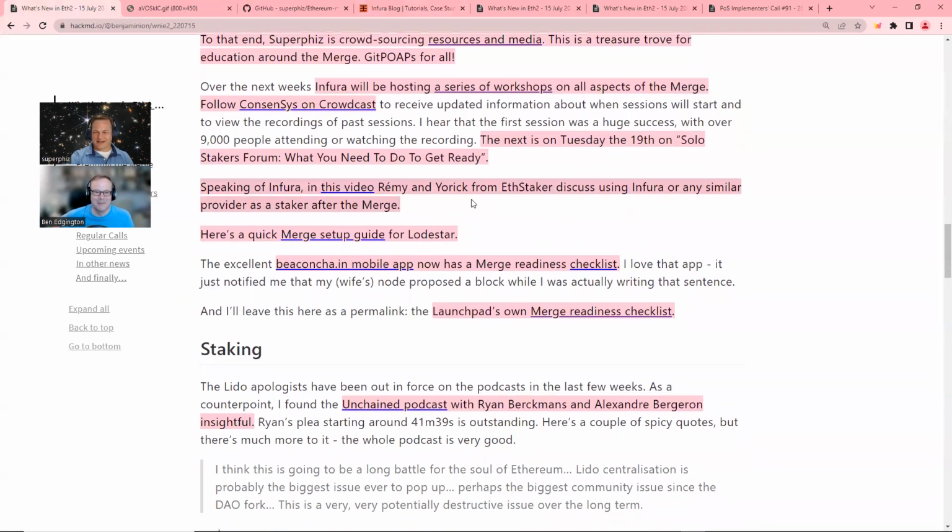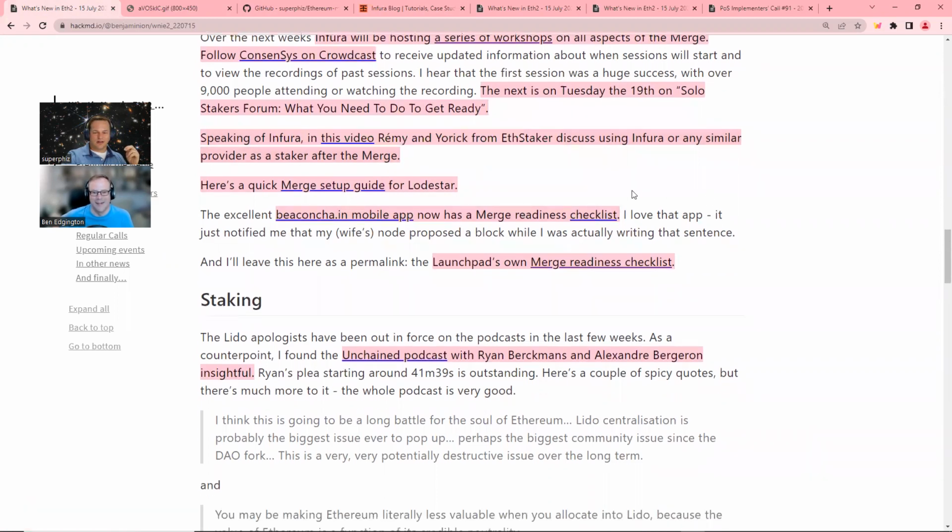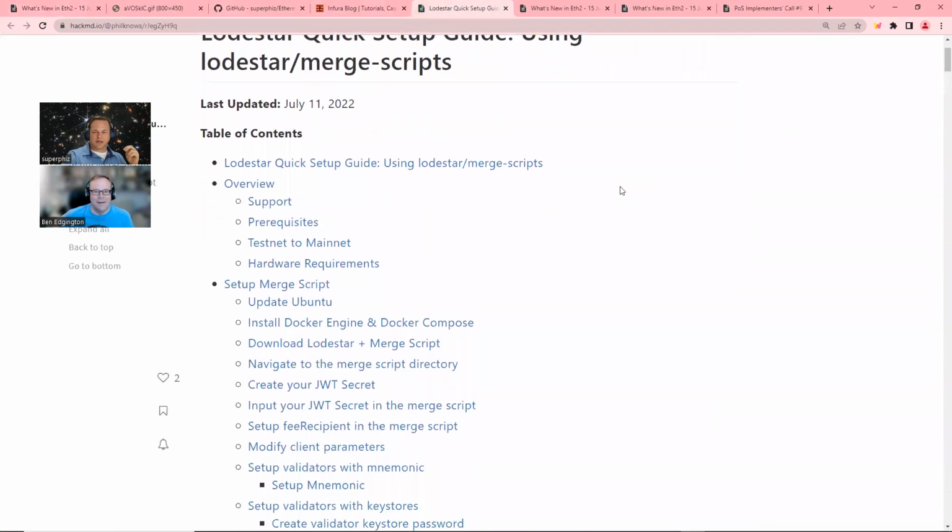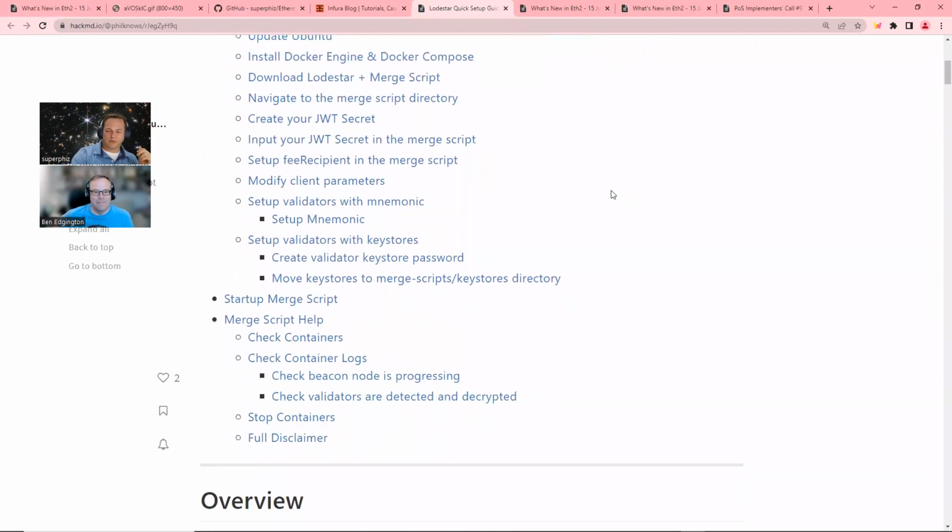Let's see. Remy, Roy and Yorick did a video about what a solo staker is going to need to do after the merge. I always love these guys. They are so bright and share so well. Yeah, they're good sessions. Oh, Phil. Okay. So this is going to be an awesome resource. Getting Lodestar up for the merge.